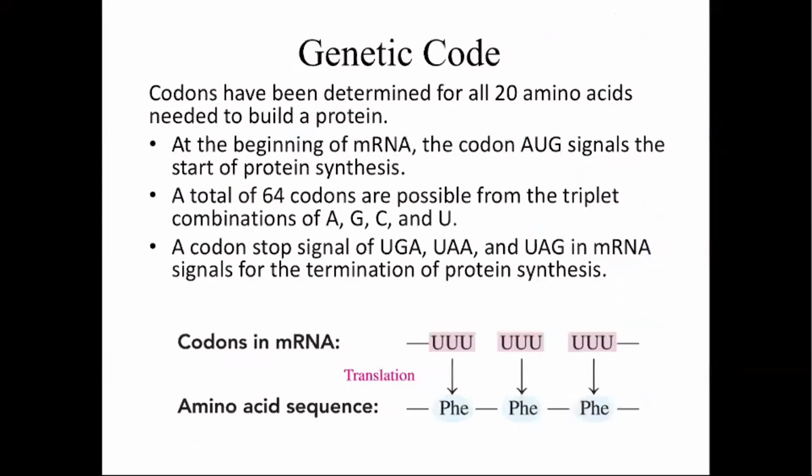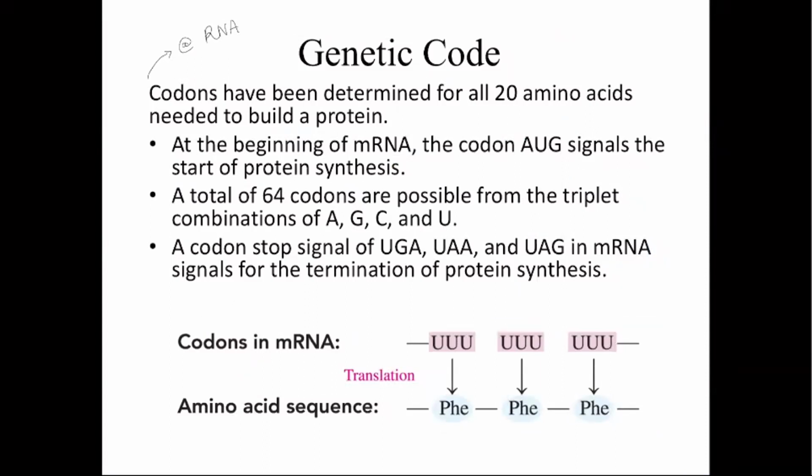So let's now move on and talk about the genetic code, which is a topic that I just mentioned when I was talking about the process of translation. The codons which exist at the RNA have already been determined for all 20 amino acids, okay?